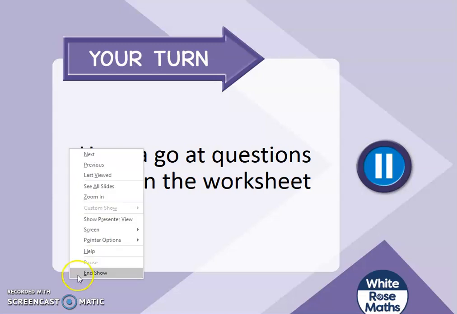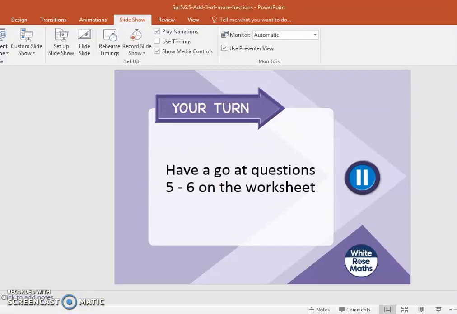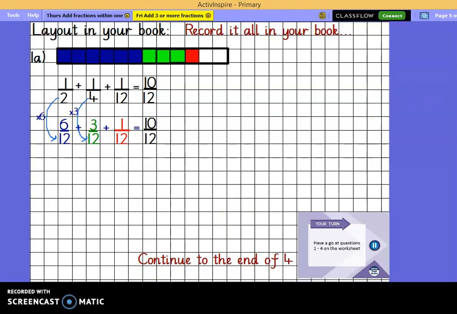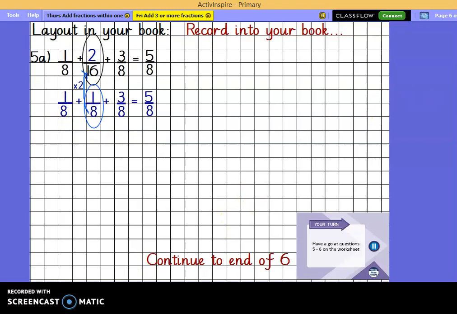I'd like you to now have a go at questions 5 to 6 on your worksheet. And I'd like you to lay it out in your book. You record it in your book, not on the sheet. I've shown you how to lay it out, and I've shown you how to convert between the different amounts. Remember to always convert back to put it back in your answer. So number 5A has been done for you. I'd like you to continue to the end of number 6, please.